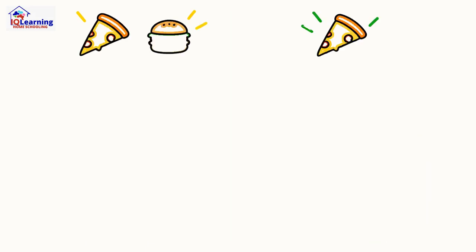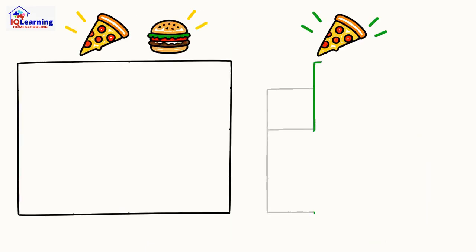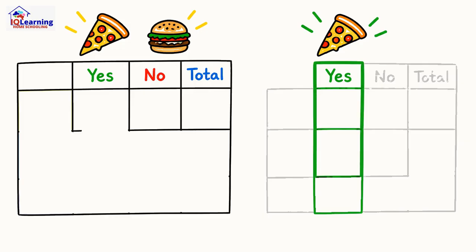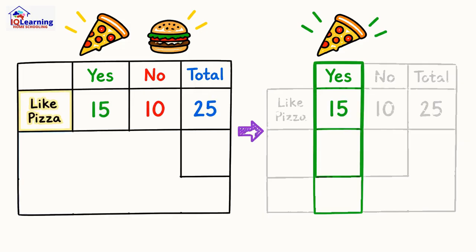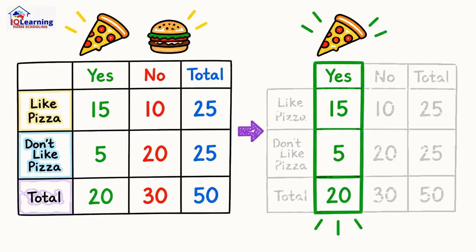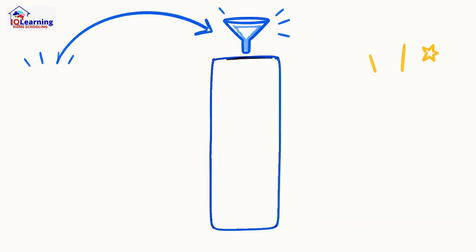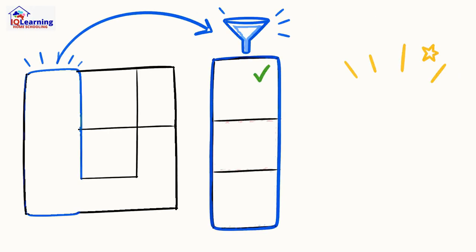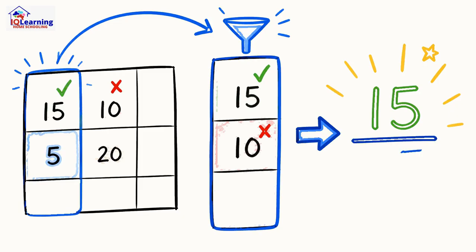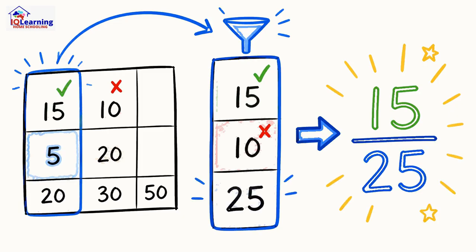Now here's the most important part. When you see the phrase, given that, your world shrinks. You ignore the entire table except for one specific row or column. So, given that a person likes pizza, what's the chance they also like burgers? You only look at the like pizza column. If its total is 25 and 15 of those people like burgers, the probability is 15 out of 25, not 15 out of the grand total. The context changed the denominator.